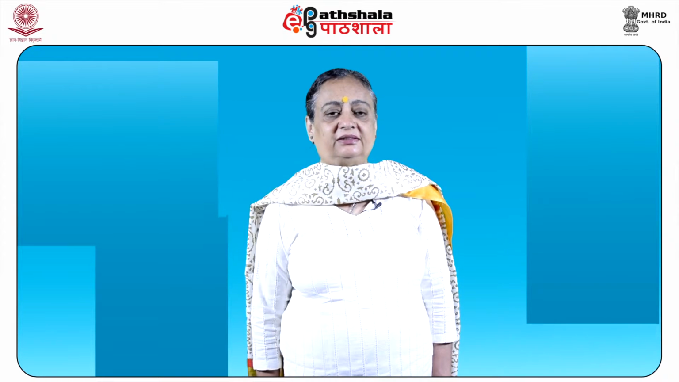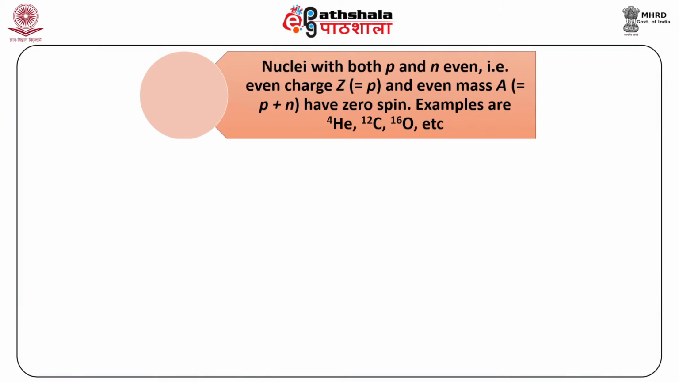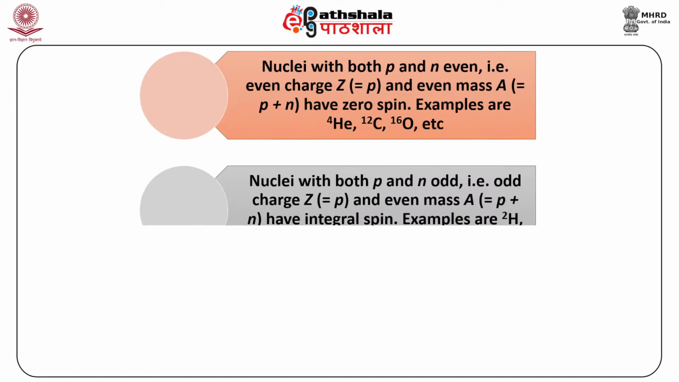From such and other observations, it can be concluded that nuclei with both p and n even, that is even charge Z, where Z is the atomic number which is equal to the number of protons or p, and even mass A, where A is the atomic mass number and this is equal to the sum of p plus n, have 0 spin. Examples are 4He, 12C, 16O, etc.